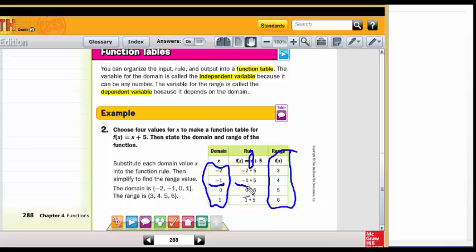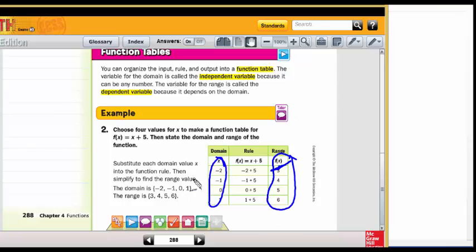So now we have negative 1 plus 5, and that of course is 4. Next we use 0. So we have 0 plus 5, that's 5. And then lastly 1 plus 5 is 6. So with these 4 inputs, we end up with these 4 outputs, or f of x values.